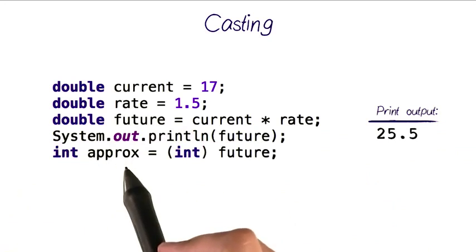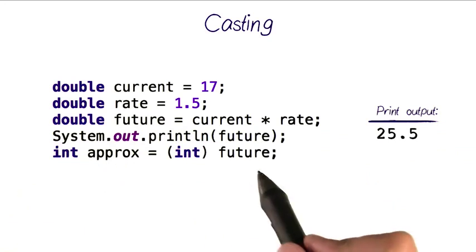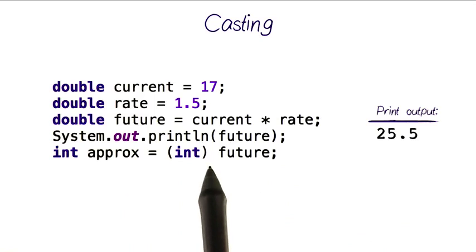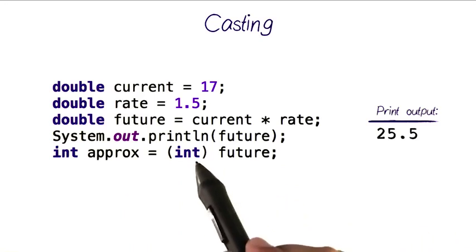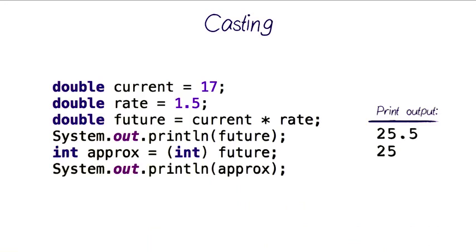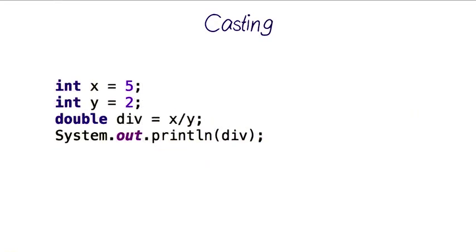Here I created a new integer called approx and set it equal to the variable future, but asking Java to convert it to an integer first. I've put int between the parentheses here, which tells Java that I want the integer value of our double future. So if I print out our new approx value, it would print out only 25. This part here is called casting, because we basically cast or molded this value of the future variable to become an integer. You can also do the opposite, where you cast an integer to become a double.